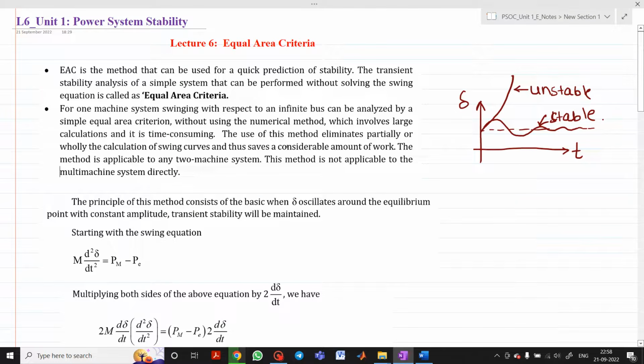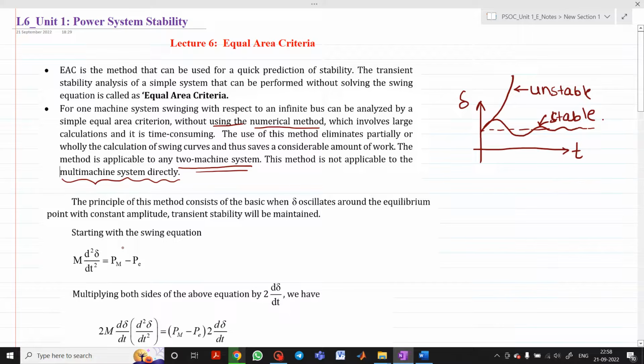For a one machine system swinging with respect to an infinite bus, it can be analyzed with the help of simple equal area criteria without solving a numerical method. This is the most important advantage of the transient stability analysis method, that is equal area criteria. Because if we want to use a swing equation, then it involves a large number of calculations and it is time consuming. So the use of this method eliminates partially, or we can say totally, the calculation of swing curves or the swing equation, and therefore it saves a considerable amount of work. This method is applicable to any two machine system. Please remember, this is a very important point, but it is not applicable to a multi-machine system directly.